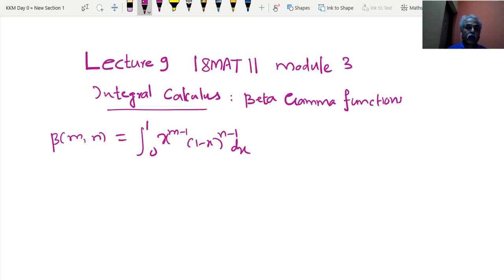Now if you put x equal to sine square theta, the same beta mn can also be written as 2 times the integral from 0 to pi by 2 of sine raised to 2m minus 1 theta cos raised to 2n minus 1 theta d theta. Here m and n are interchangeable without changing the value, and sine and cos are interchangeable without changing the value.